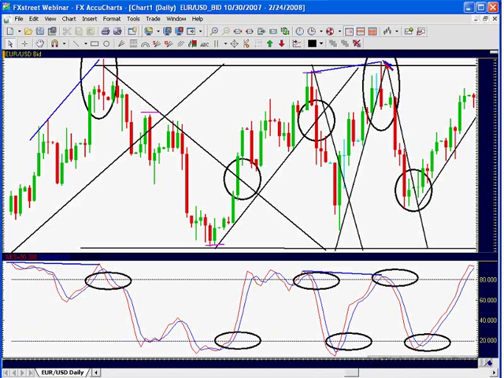And then how am I looking to get in? I'm looking to get in on a breakdown of this intra-channel trend line. This is a support line right here. So a break to the downside, and then I'm looking to possibly enter into that trade. Okay, I have a better example.